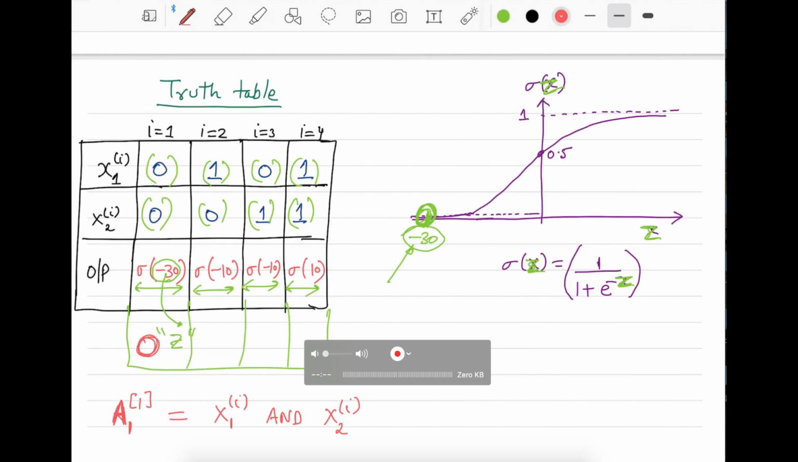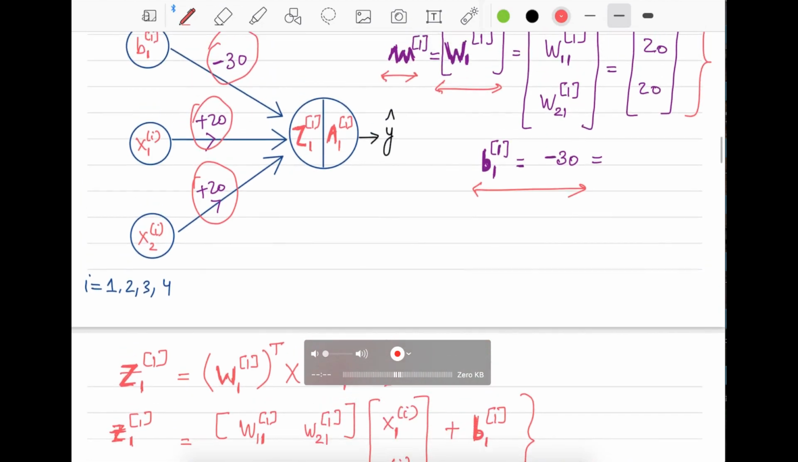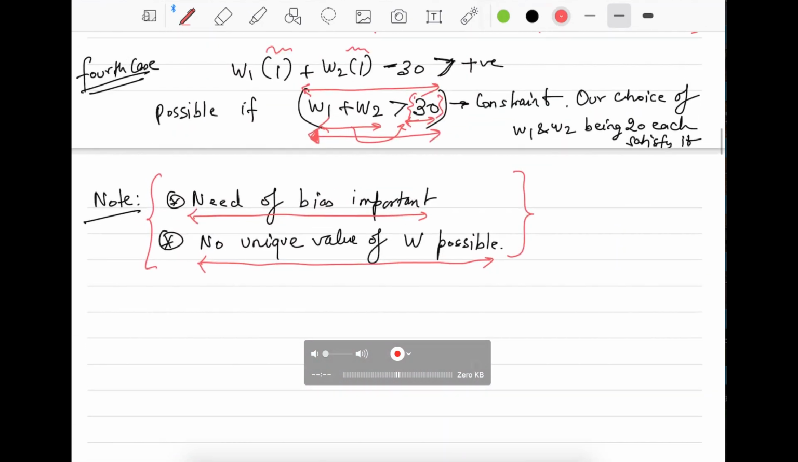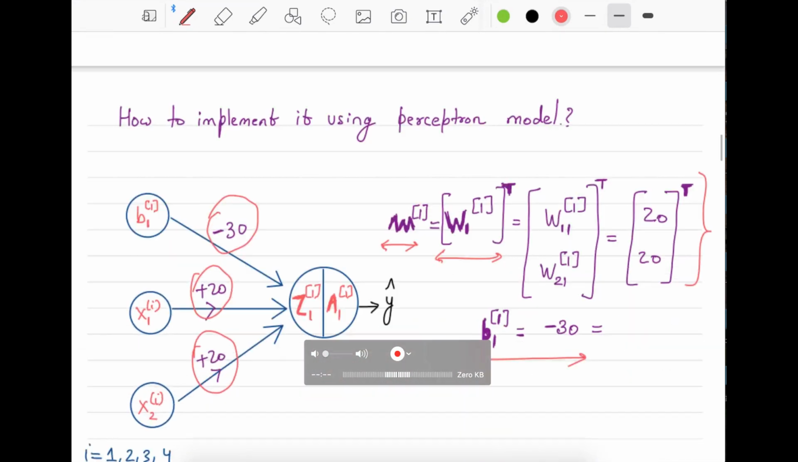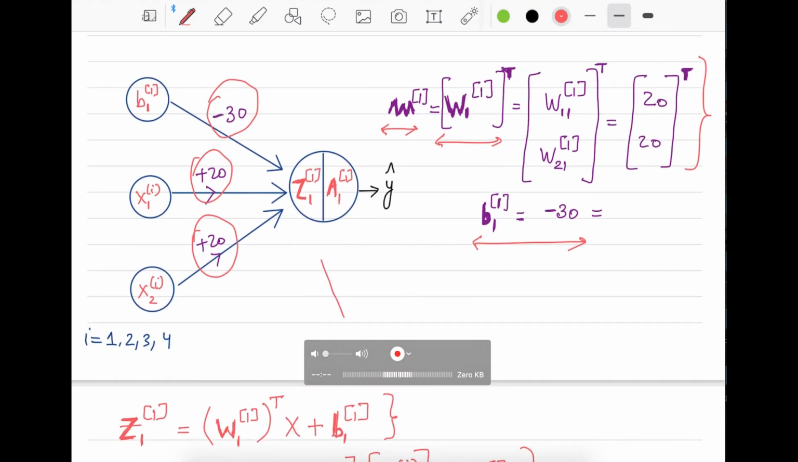So this answer will be 0. How about this? You are operating at minus 10 here. It also will give you 0. Same for this, but for this it is plus 10. So this value is close to 1. So it will be 0.999 something. So that value is actually 1, which is this. So this shows you that you can implement an AND gate using a single layer neuron, which is given here, which is also called a perceptron.